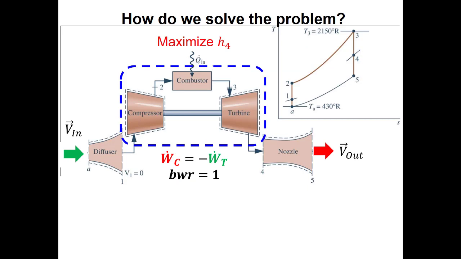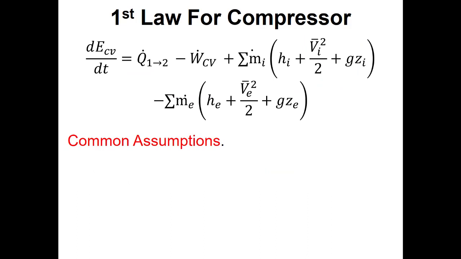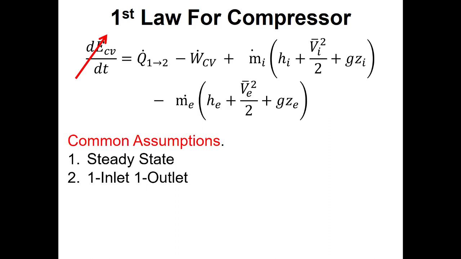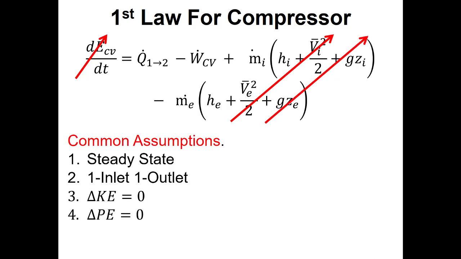So now I'm through my diffuser and I'm going into my Brayton cycle. First, I'm going to look at the compressor. For the compressor, I'm going to make the assumptions that I usually make: that we're steady state, one inlet and one outlet. We're going to neglect kinetic energy. We're going to neglect the changes in potential energy.